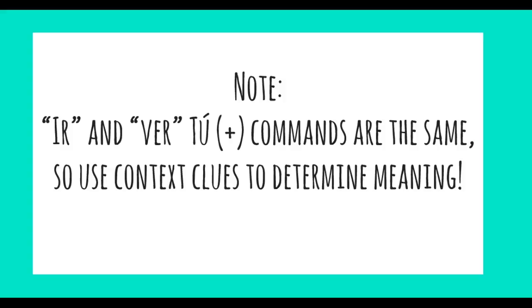Something to keep in mind is that the affirmative commands for ir and ver are going to look identical, so you have to use context clues and figure out what the meaning is so you know whether someone is telling you to go somewhere or to see something. Let's look at a couple of examples.